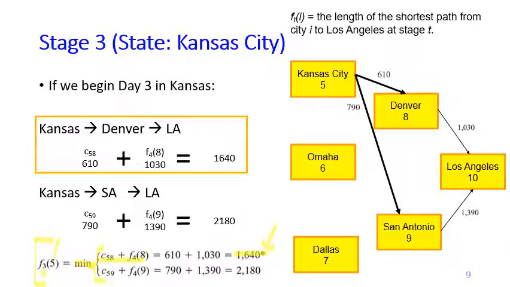Okay, so let me recap. If we begin day 3 in Kansas, the better option is to go to city number 8, which is Denver, with the distance of 1640 starting from Kansas to reach Los Angeles. And this number here, 1640, is F35.